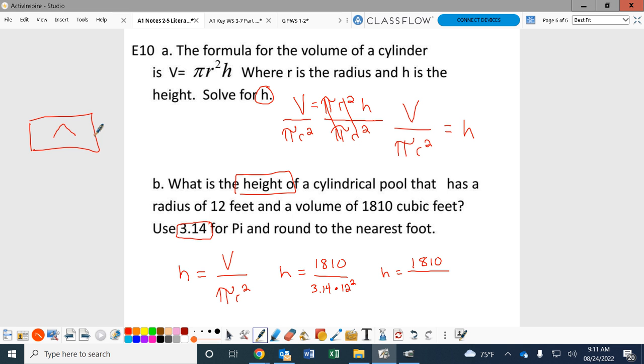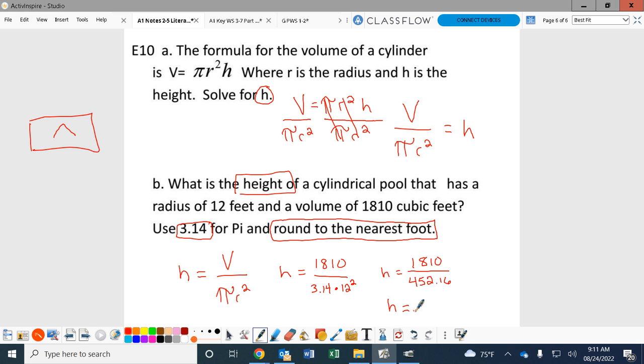So when you type this in, it'd be 3.14, and then you do times 12. Use the arrow and put 2 equals. It should give you 452.16. Now you're going to do your division. Now you need to type in the 1810 divided by the 452.16. Now be careful, because we are rounding to the nearest foot, which means the nearest whole number. We need the nearest whole number for this.